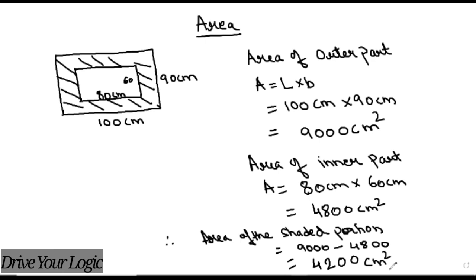Now you may get some question this way also. Suppose the inner length and breadth is not given, outer is given, and how wide this part is, that is given. Then how you will find out? Let's start. Now, the second portion, how to do?